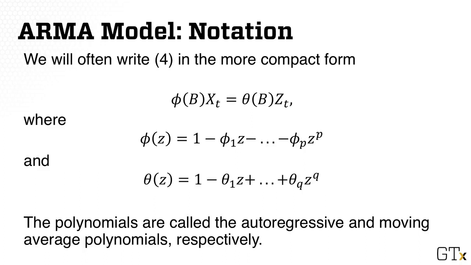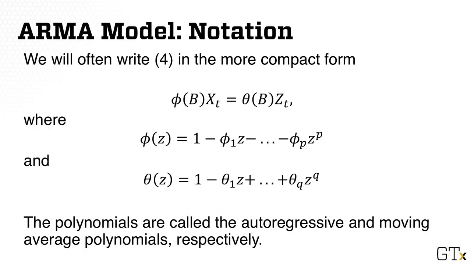That is, we multiply xt with phi of the operator B, representing the left portion of the model equation, and multiply zt with theta of the operator B, representing the right portion of the model equation. The functions phi and theta are defined further on the slide. Phi is a polynomial of order p with coefficients given by the AR portion of the model. Theta is a polynomial of order q with coefficients given by the MA portion of the model. The polynomials are called autoregressive and moving average polynomials, respectively.